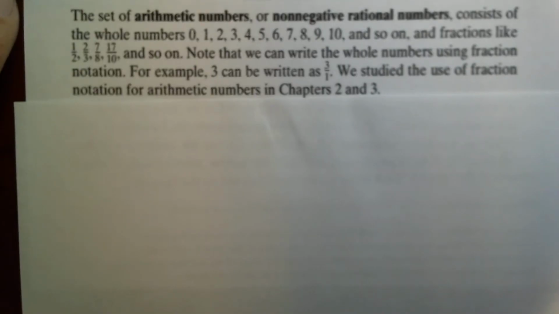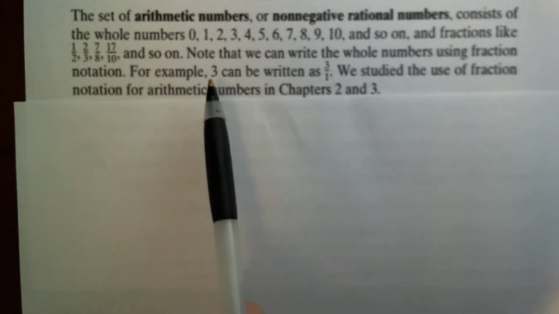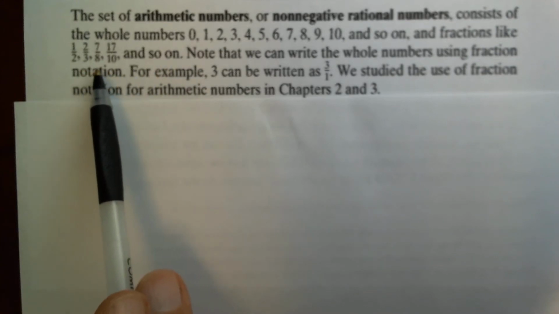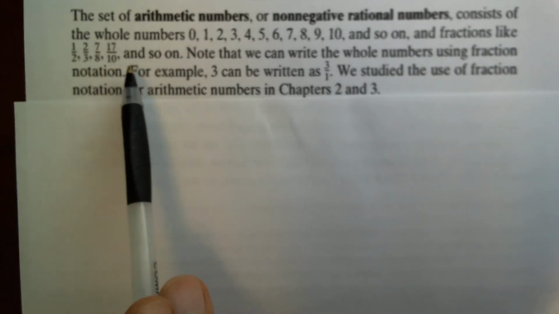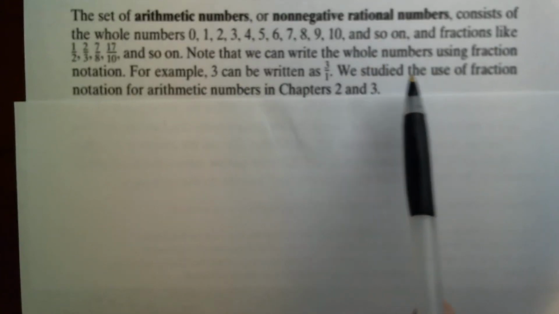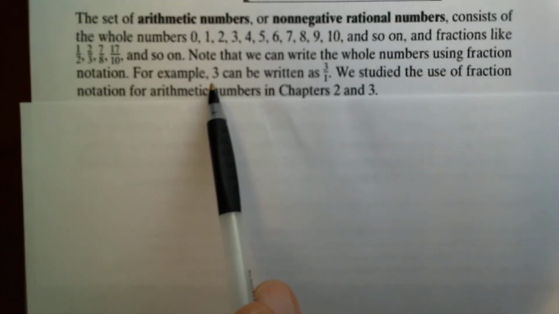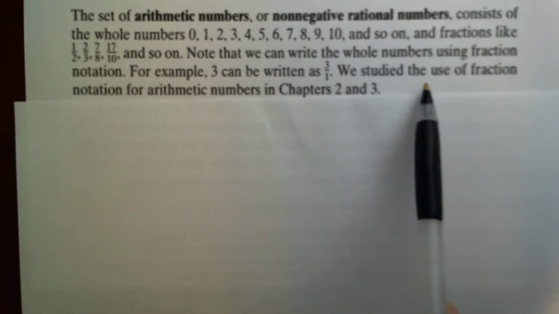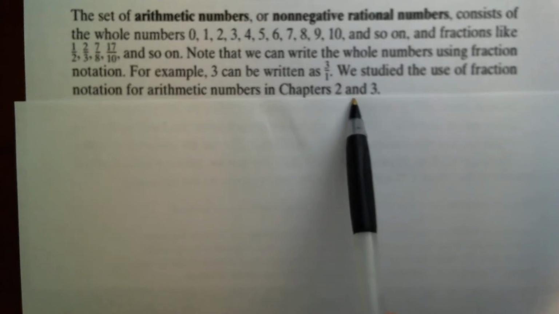First, let's talk about the set of arithmetic numbers, or non-negative rational numbers. A rational number is basically a fraction, 3 divided by 7, for example. These arithmetic numbers consist of the whole numbers, 0, 1, 2, 3, 4, 5, etc., and fractions like 1/2, 2/3, 7/8, 17/10, and so on. Note that we can write whole numbers using fraction notation. For example, 3 can be written as 3 divided by 1. We studied that in chapters 2 and 3.